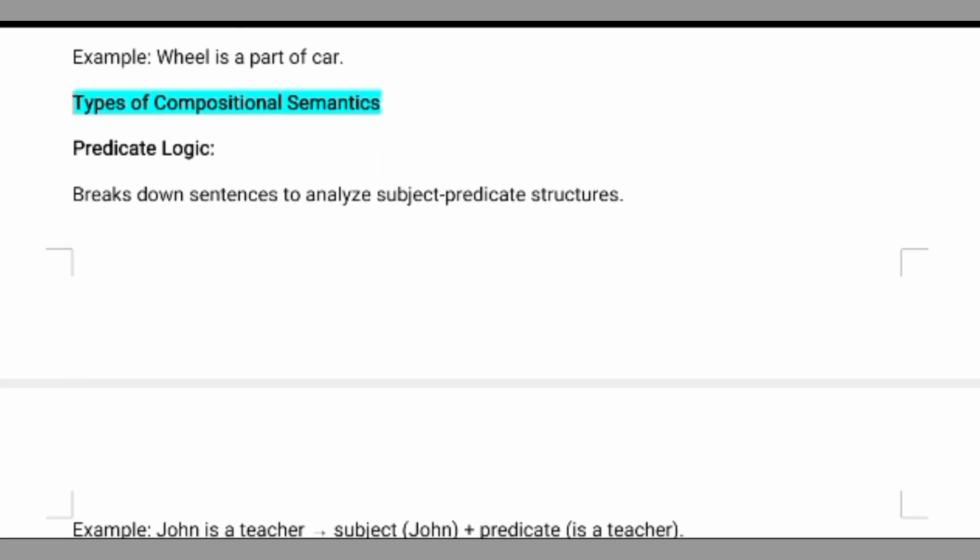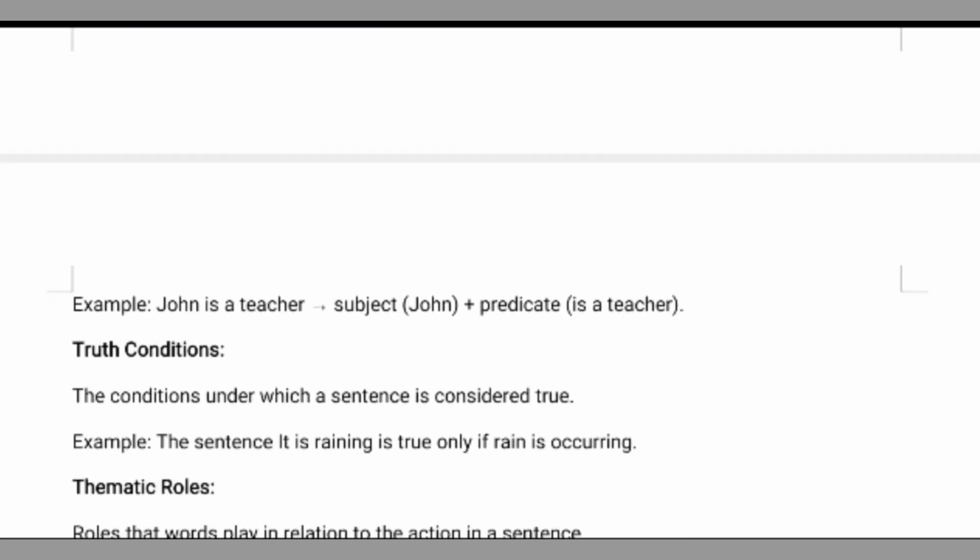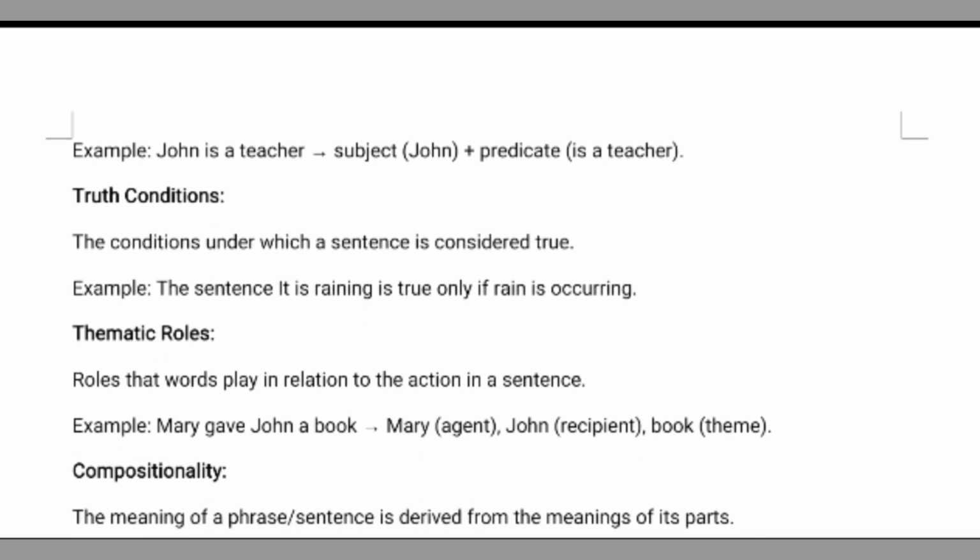Types of compositional semantics. The very first type is predicate logic, which breaks down a sentence to analyze its subject-predicate structure. The example we have is "John is a teacher." Subject: John, plus predicate: is a teacher. In a sentence, you know that we have two parts, subject and predicate. So this is called predicate logic.